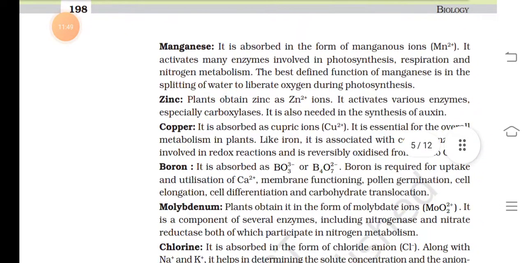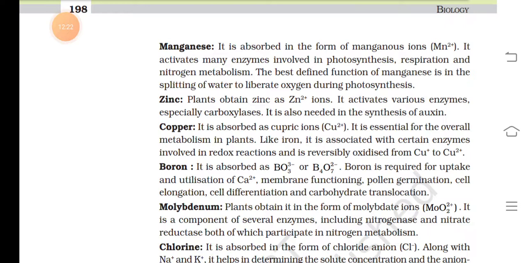Manganese. It is absorbed in the form of manganese ion, that is Mn plus 2. It activates many enzymes involved in photosynthesis, respiration, and nitrogen metabolism. The best defined function of manganese is in the splitting of water to liberate oxygen during photosynthesis. Zinc. Plants obtain zinc as Zn plus 2 ions. It activates various enzymes, especially carboxylases. It is also needed in the synthesis of auxin.